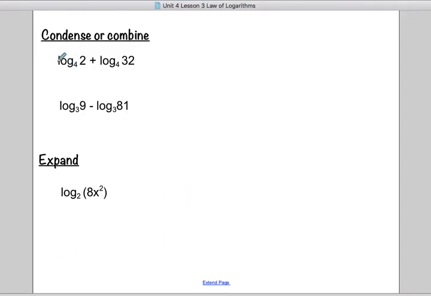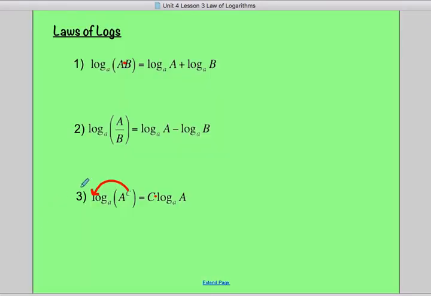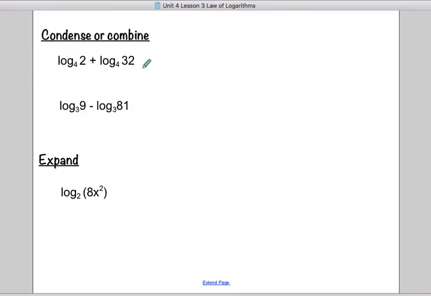So we are going to condense or combine logs. What I always do is look for numbers other than 1 in the very front. If there's a number in front, that means it was an exponent. We should put it back. But I do not see any numbers in front on the first one. So we're just going to combine it. It is addition, so we're going to rewrite it with multiplication. So it's log base 4 of 2 times 32. And if you can, what is 2 times 32? It is 64. So we will have log base 4 of 64.